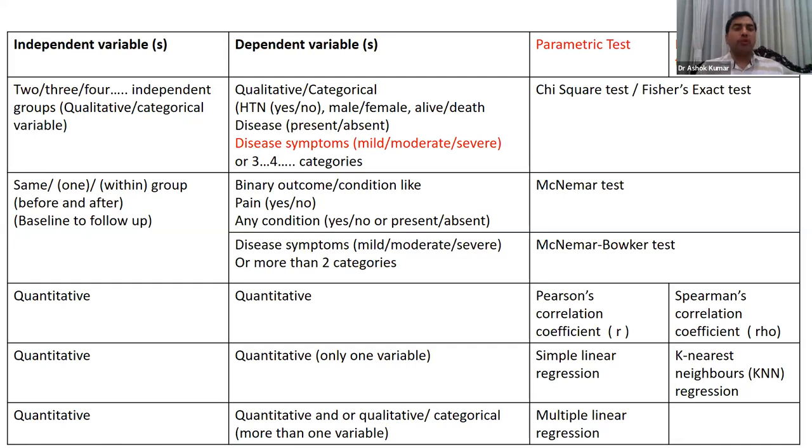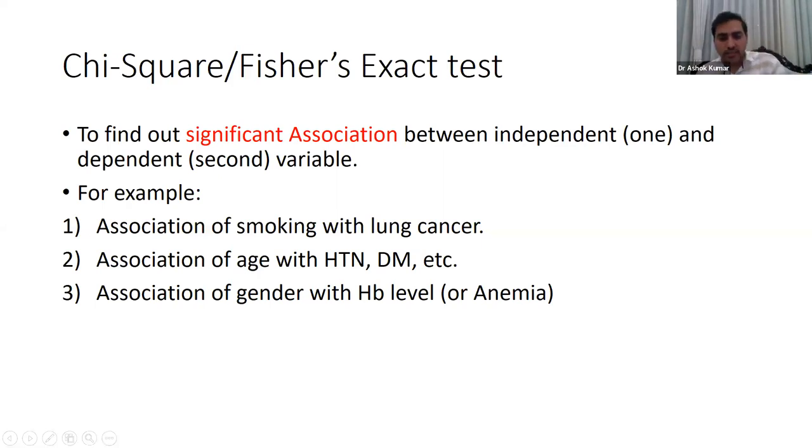You can see it is used to find out a significant association between the independent and dependent variable. Association between one and second variable, that is, one is the independent variable and the second one is the dependent variable. For example, association of smoking with lung cancer. Smoking yes, smoking no. Lung cancer yes, lung cancer no. Both are categorical variables. Association of age with hypertension and diabetes. Hypertension and diabetes are categorical. Hypertension yes, hypertension no. Diabetes yes, diabetes no. But what about age?